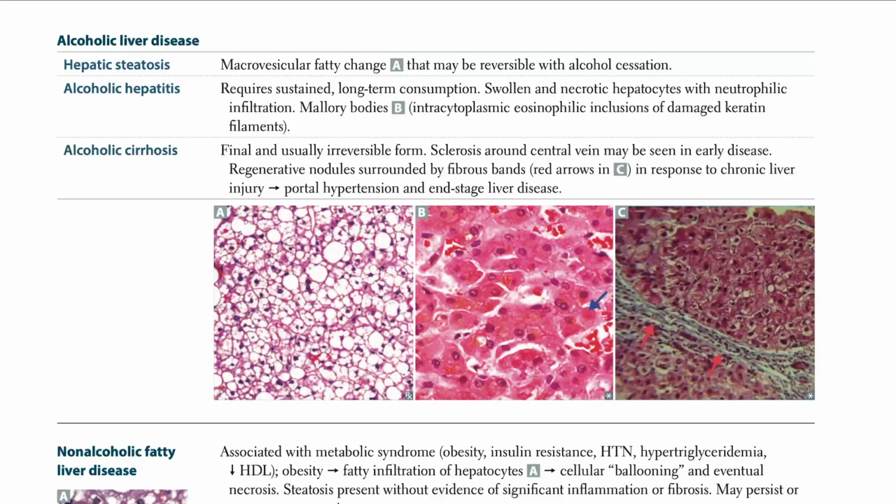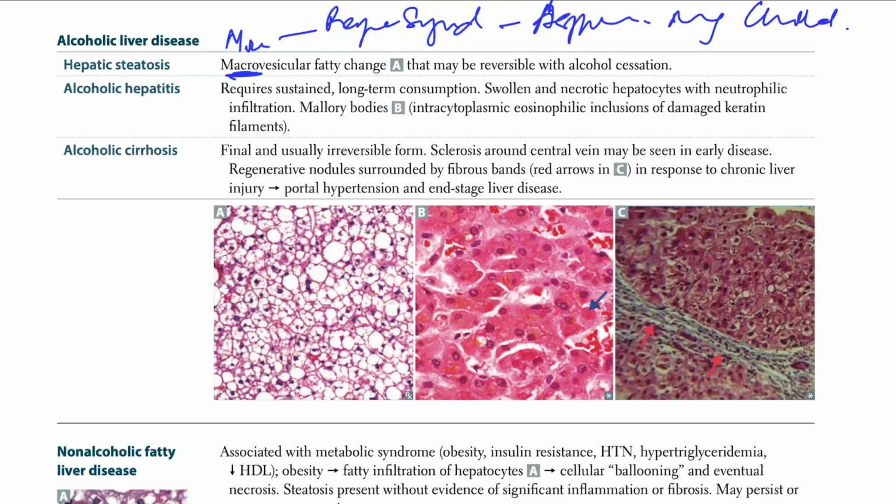Okay, now let's talk about alcoholic liver disease. We have hepatic steatosis, macrovesicular fatty change. Microvesicular was in Reye syndrome, which was due to aspirin ingestion by a child. So, macrovesicular fatty change. Look at picture A.